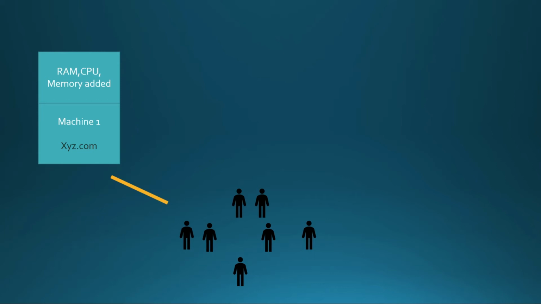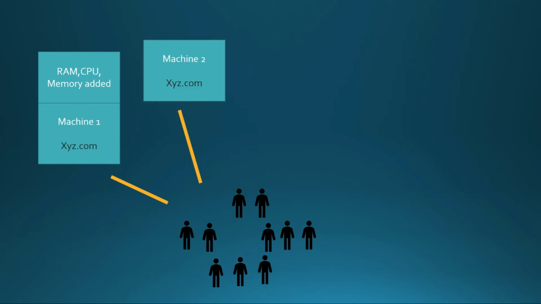Which means we can increase the computing capacity of this machine. So at that time, what we are doing is vertically scaling this machine. This is known as vertical scaling. But after some time, if more users are coming, we can't increase this machine beyond some level, right? So we have to add another machine and share the users' load between these two machines, because the same site is hosted on this machine also.